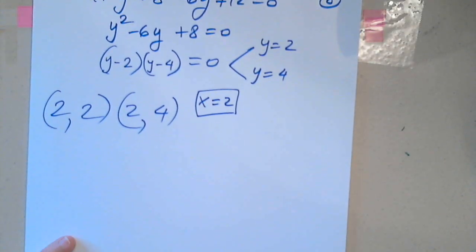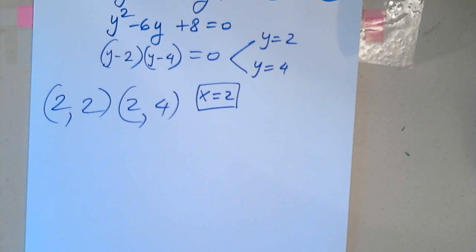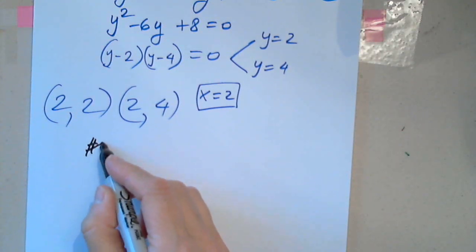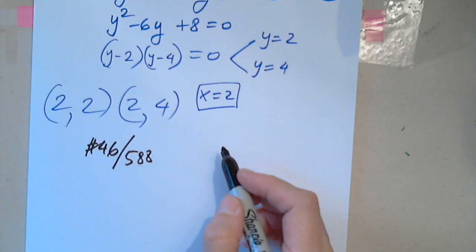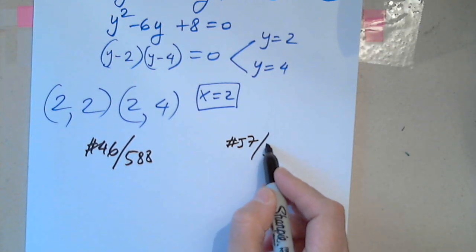Okay, so let's see how we apply what we just studied in a word problem. Let's start with 46 on 588. And then I would like to look at 57 on 588.